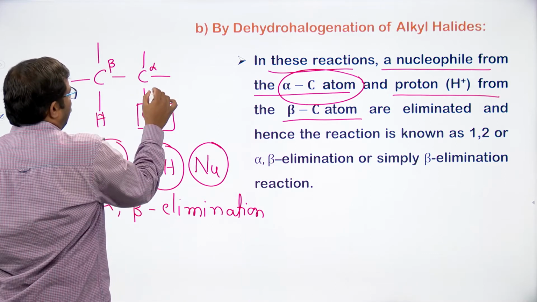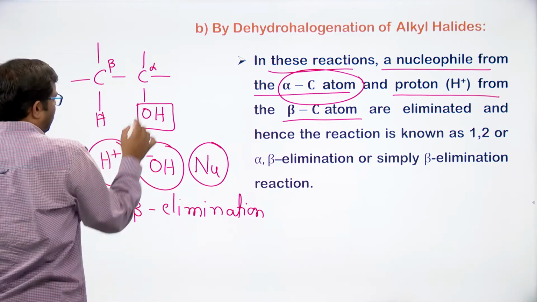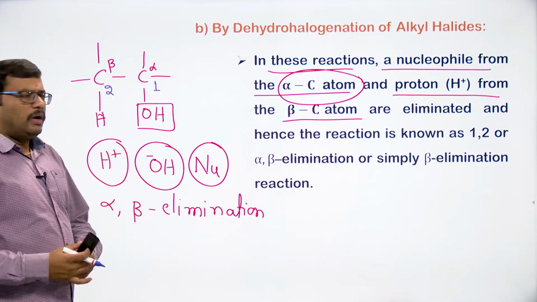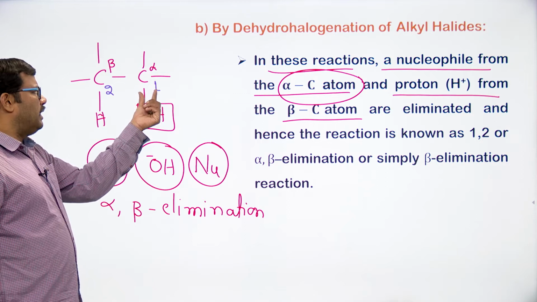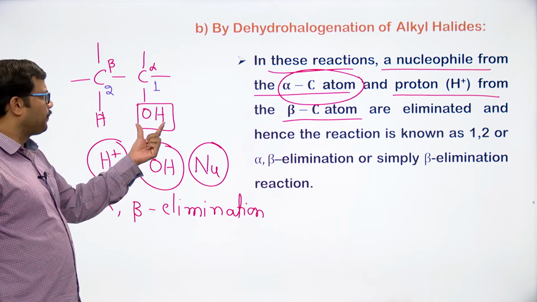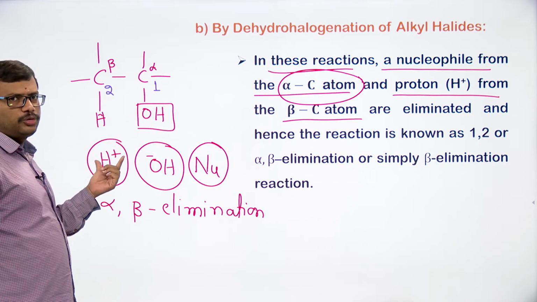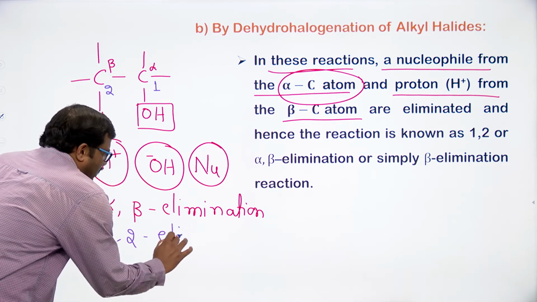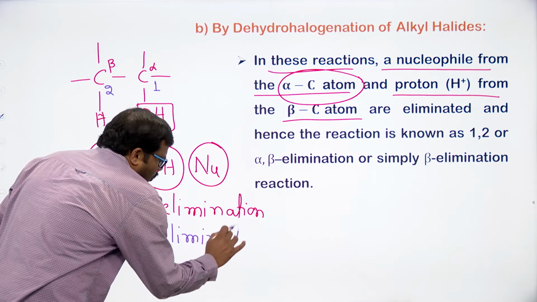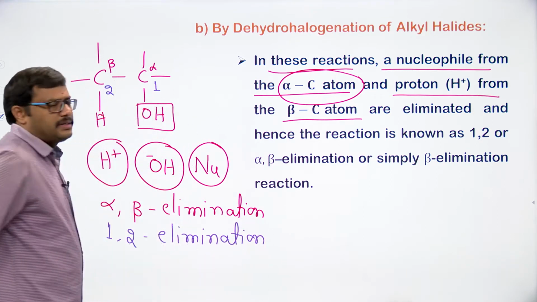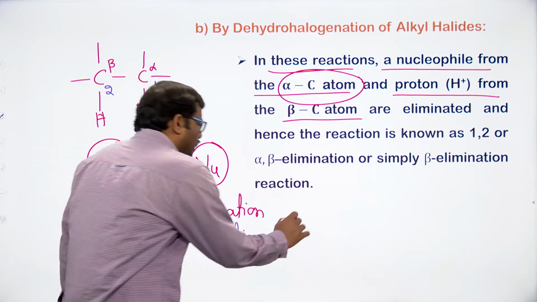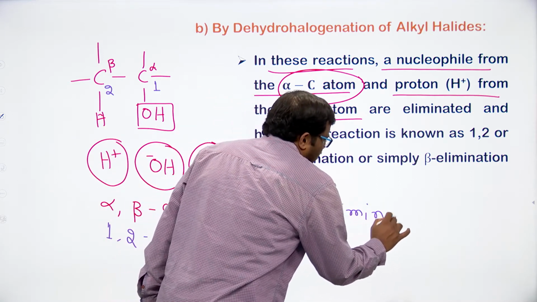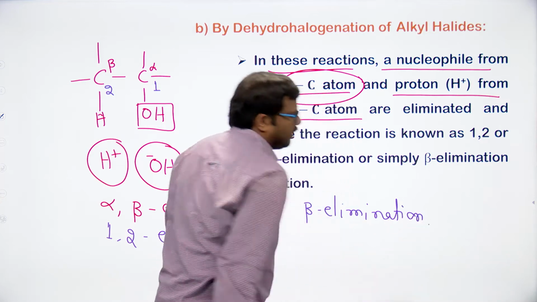Or if I label the carbons, let us say this is the first carbon and this is the second carbon. One group or moiety is removed from the carbon labeled 1, and the other is removed from the carbon labeled 2. Therefore, it is taken as 1,2 elimination reactions. This is also known as 1,2 elimination reactions, or simply we call them beta elimination reactions.